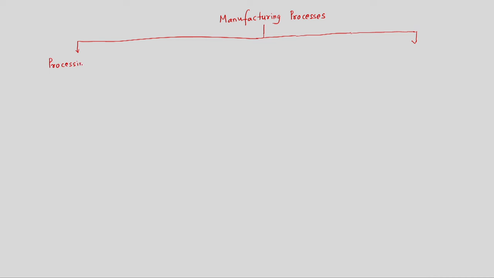Let us look at the various operations pertaining to manufacturing. We can classify the manufacturing processes into two major groups. The first set of operations are related to processing, or we can say these are the transformation operations, transformation processes. The transformation of material will be carried out by using these operations. And the second set of operations are related to the assembly of parts. So, assembly operations, that is the second group.